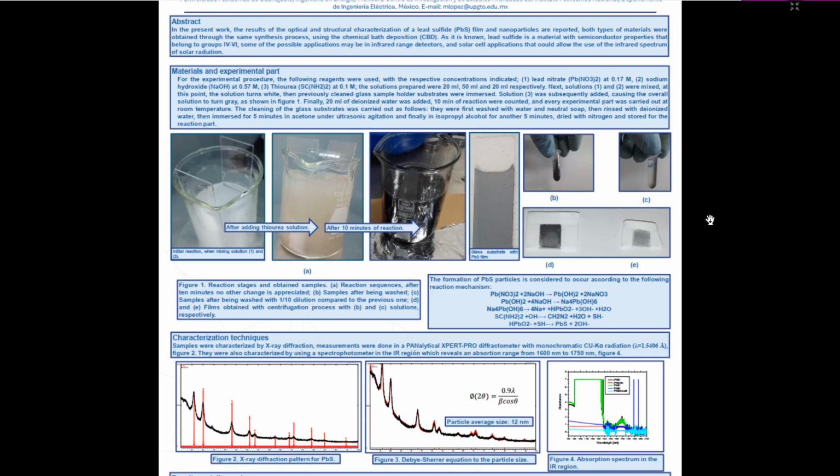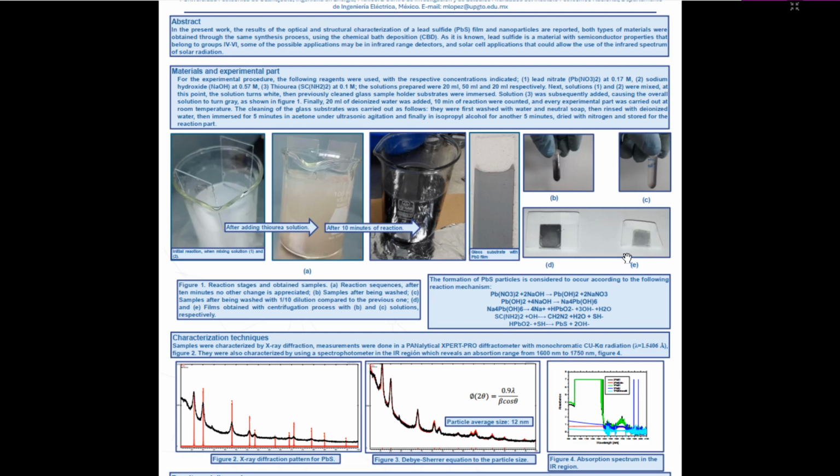About the materials and experimental part, the following reagents were used. As solution 1, lead nitrate at 0.17 molarity; solution 2, sodium hydroxide at 0.57 molarity; and solution 3, thiourea at 0.1 molarity. The solutions prepared were 20 milliliters, 50 milliliters, and 20 milliliters respectively. Next, solutions 1 and 2 were mixed. At this point, the solution turns white, as we show in figure 1.